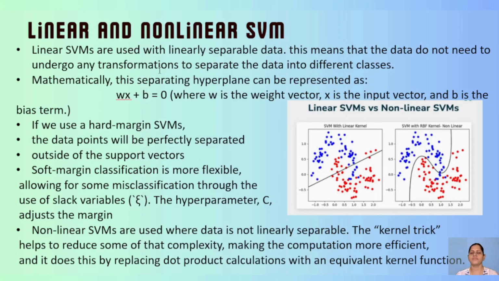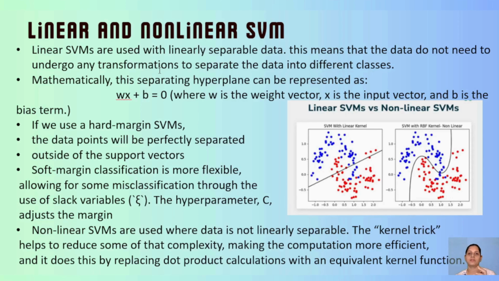Then we have two different types of SVM, linear and non-linear. Linear SVMs, like I already mentioned, are applicable only for linearly separable data. That means the data does not need to undergo any kind of transformation when a new class is getting introduced. It is not needed to go for the hard transformation process.